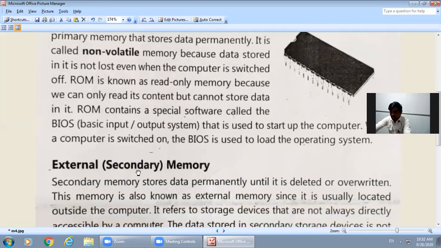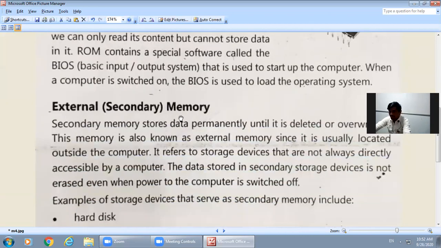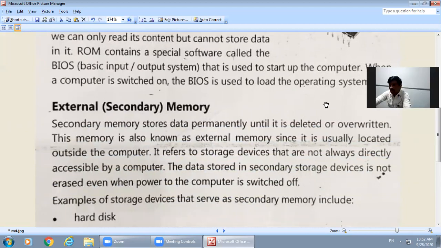Okay, now next point we will see here, external memory. Now from here we can see properly about external memory. Okay, I will show you. Secondary memory stores data permanently until it is deleted or overwritten. When our data is deleted by the user or overwritten, only then is your data lost; otherwise your data will be safe.